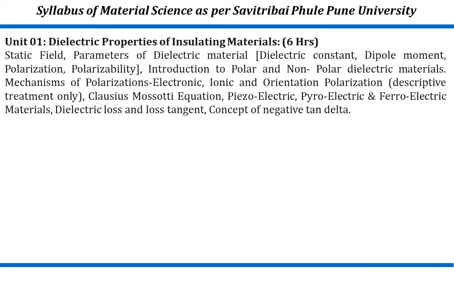Let's discuss the syllabus of material science as per Savitribai Phule Pune University. Unit 1 is dielectric properties of insulating material. In this, we have to study the parameters of dielectric material. That is, what is dielectric constant, what is dipole moment, what is the concept of polarization, polarizability, then what are the types of polarization, that is electronic, ionic and orientation polarization. Introduction to polar and non-polar dielectric materials.